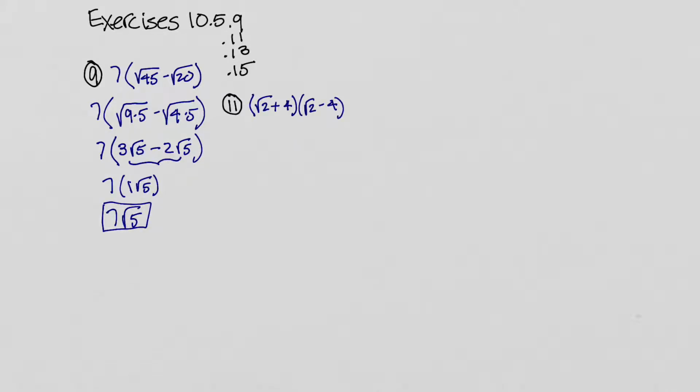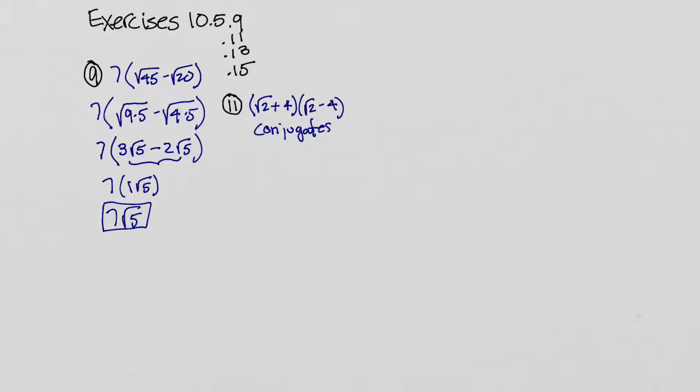Now here in number 11, look at this. We've got square root of 2 plus 4, square root of 2 minus 4. So these are conjugates, and we're going to use our fast rule for conjugates. And that fast rule is that we square the first, put a minus sign, square the second.